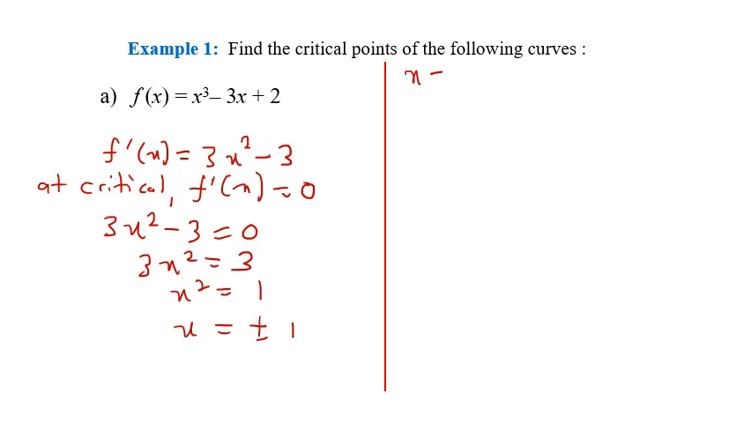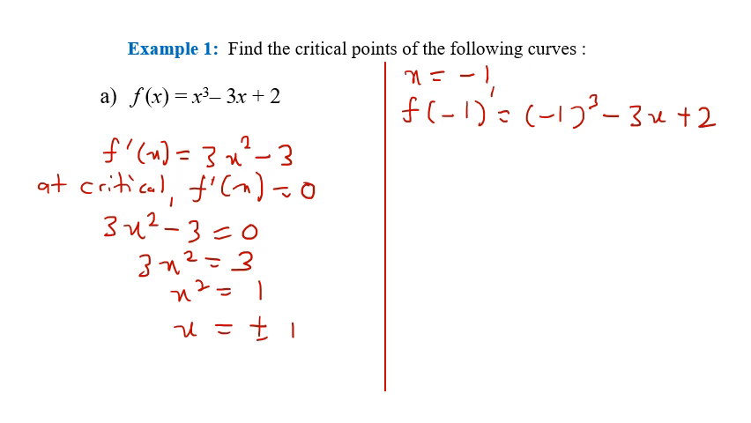So let's take the first one. When x equals negative 1, we substitute into the calculator f(negative 1). Make it clear, the negative sign there. So f(negative 1): substitute negative 1 cubed minus 3x plus 2.